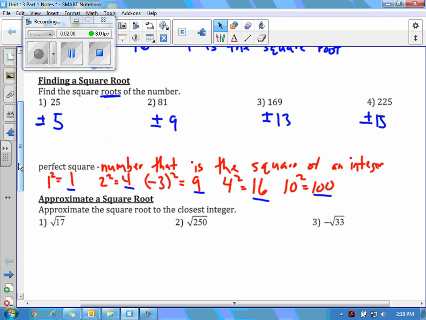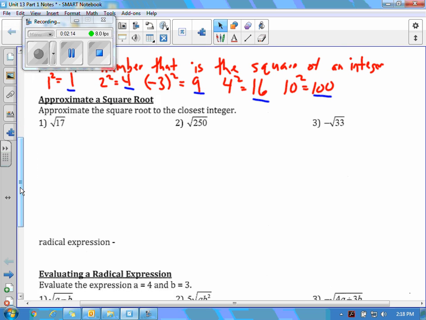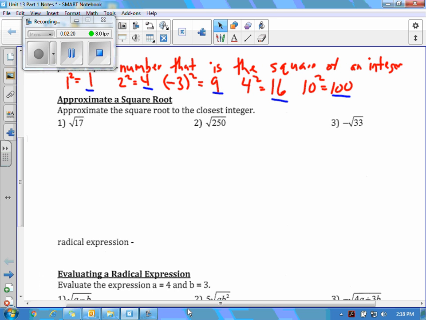Integer is a negative number, 0 or positive. Remember, no decimals or anything like that. So we can square a decimal or square a fraction, but it wouldn't be a perfect square. The next thing we're going to talk about is approximating a square root. It says approximate the square root to the closest integer. So we're not going to use our calculator, but we're also not going to get an exact square root here.